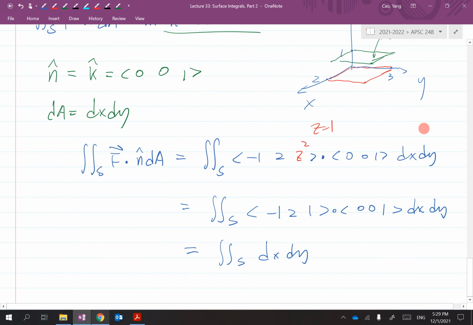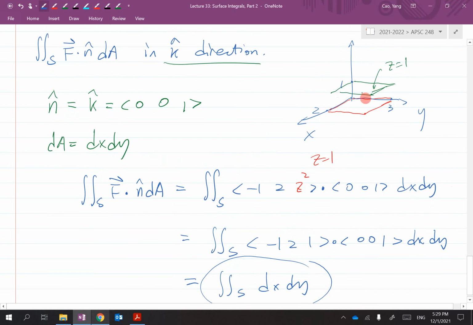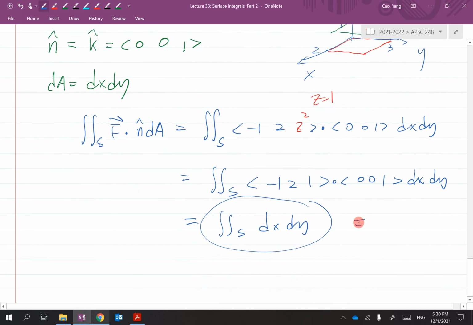If you are quick enough from here, you don't really have to do anything at all. You can immediately get the result. This one simply gives you the area of this surface S, which is a rectangle. So the area is 2 times 3 equal to 6. Of course, this is only true because you got a 1 in here, otherwise it wouldn't be the area.